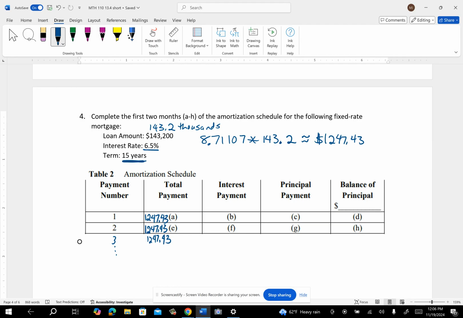Now here's the deal. That monthly payment that you paid, that $1,247.43 that you paid that first time, does not all go towards paying off the $143,200. You owe them a little extra, the interest for the privilege of them loaning you that money. So the principal that we owe right now is $143,200. We're going to find out what portion of that monthly payment goes towards paying off the principal and what portion goes for interest. Interest is the money the bank gets for having loaned you the money.